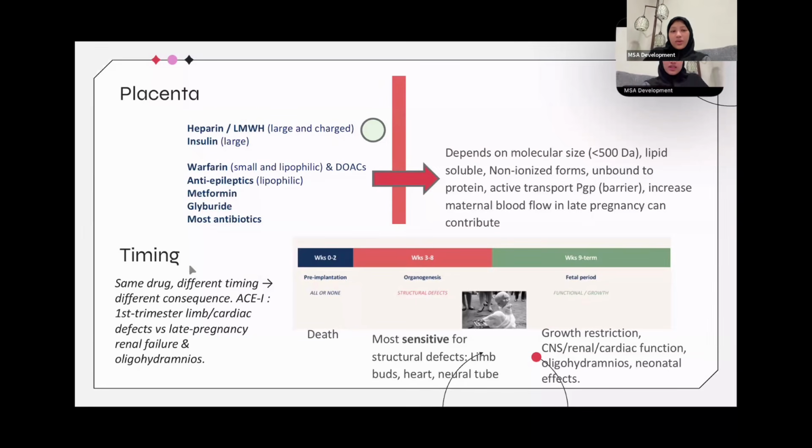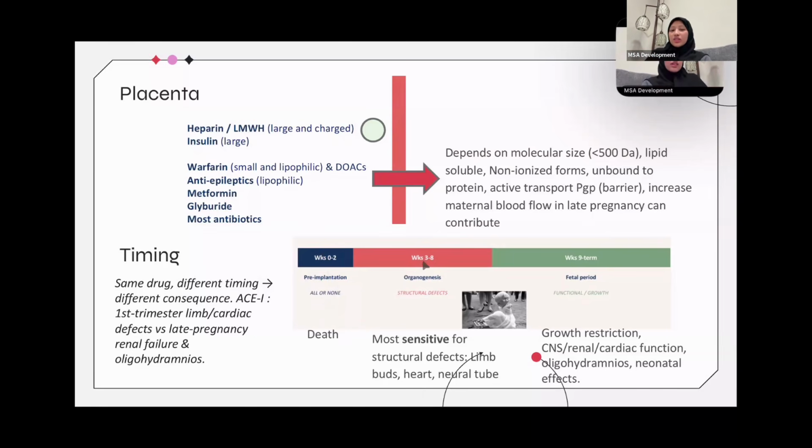Now, timing wise, so timing of gestation. Let's say someone gave a drug that was not indicated in early pregnancy. In 0 to 2 weeks, the baby will most likely die. So it's an all or none effect, die or survive.